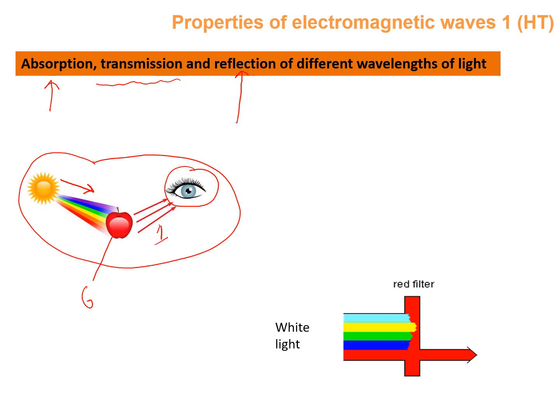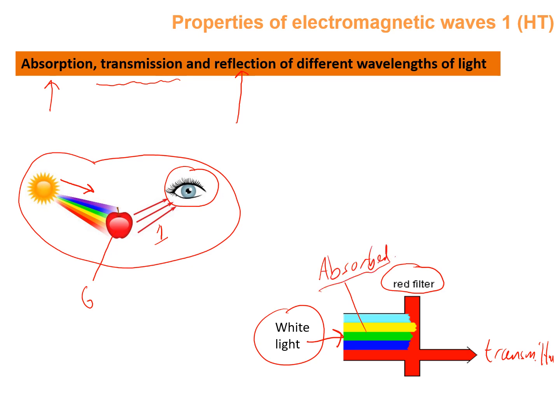Then we moved on to a filter. Now, as you can see from this red filter, all 7 colours, the white light going into the filter, red is transmitted, whereas the other colours are being absorbed. So just explaining how a filter works. If you had a purple filter, it would transmit red and blue, and red and blue together would look purple.